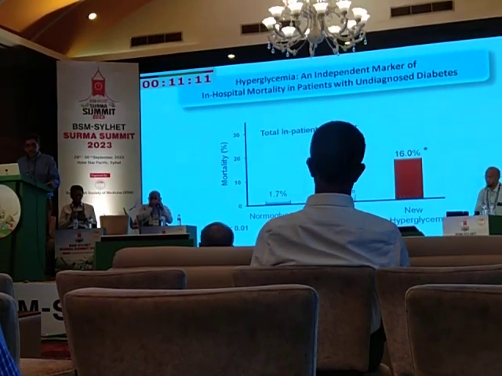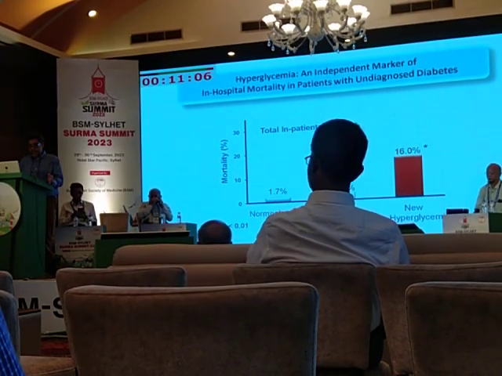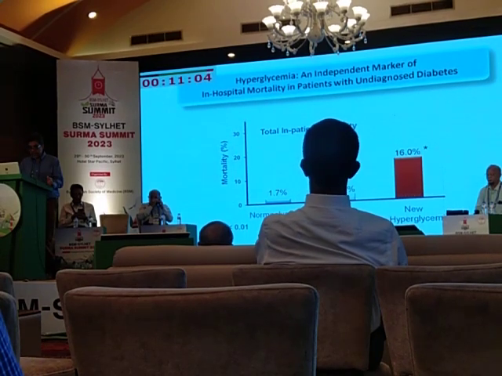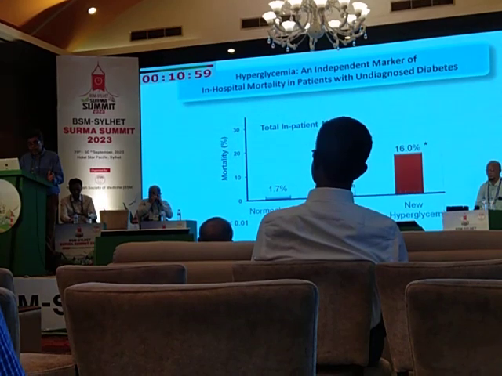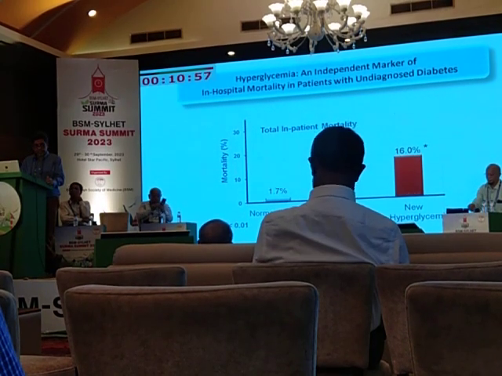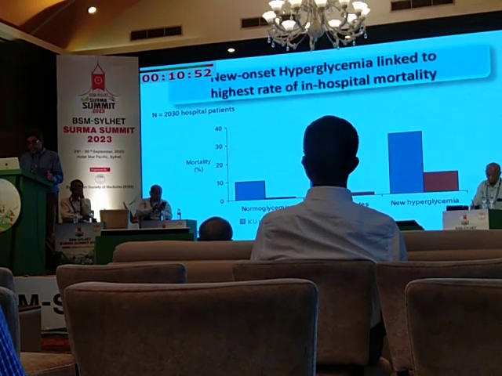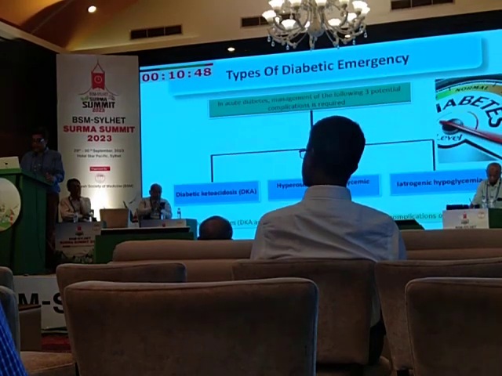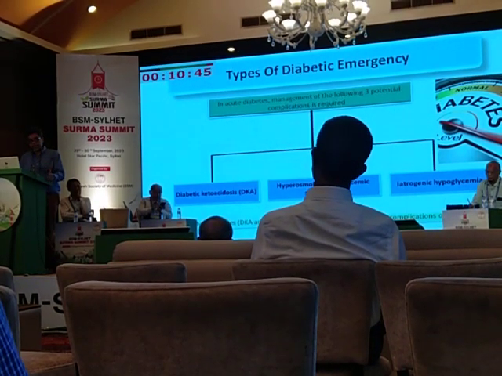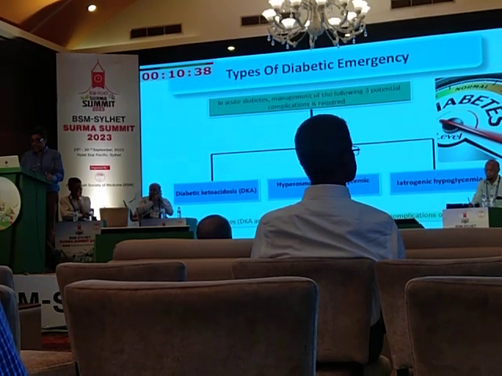And what is the outcome? If I consider new onset hyperglycemia, 16%, or if previous diagnosis of diabetes mellitus, there is an independent marker of patient hospital mortality. So new onset hyperglycemia is a very bad thing. If I consider ICU and non-ICU, there is the same type of result. Now the types of hyperglycemic diabetic emergency: in a diabetic patient, diabetic ketoacidosis, hyperosmolar state, or iatrogenic hypoglycemia.